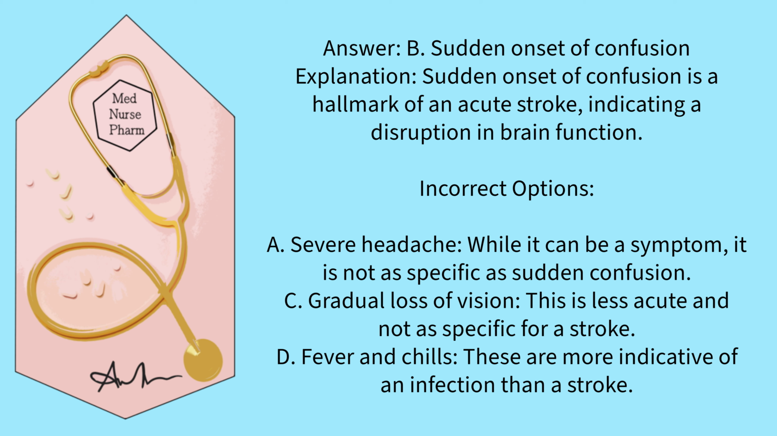If you chose option B, you are correct. Sudden onset of confusion. Sudden onset of confusion is a hallmark of an acute stroke, indicating a disruption in brain function.